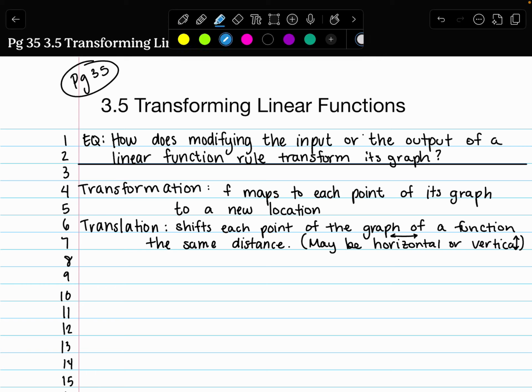So we have two vocabulary words here. You guys should have your highlighters. Transformation: f maps each point of its graph to a new location. Okay, transformation means we are moving our function. Now translation tells you that you're shifting each point of the graph the same distance. So it might be horizontal or vertical. All right, so make sure you guys are highlighting.